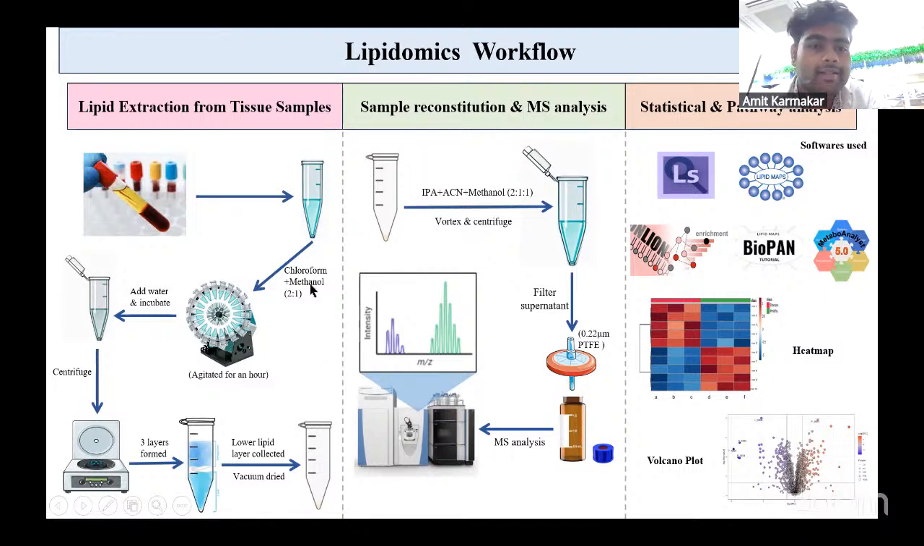After that, the sample is dried in the speed vac, and after drying, we need to reconstitute it in an IPA and methanol mixture. After reconstitution, we use the PTFE filter to filter the samples. Then it is subjected to mass spectrometer-based analysis. After that, there is statistical and pathway analysis, where I use commercial software like LipidSuite, and there are also pathway-based tools like MetaboAnalyst.